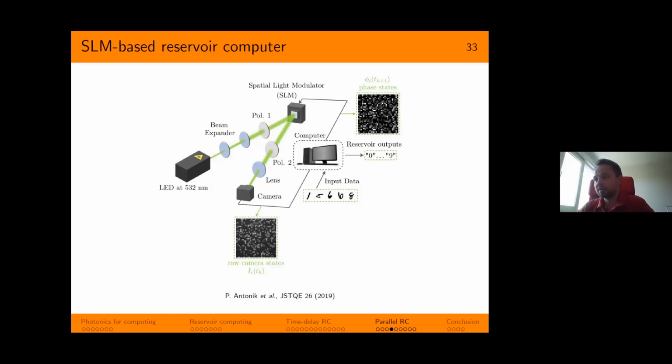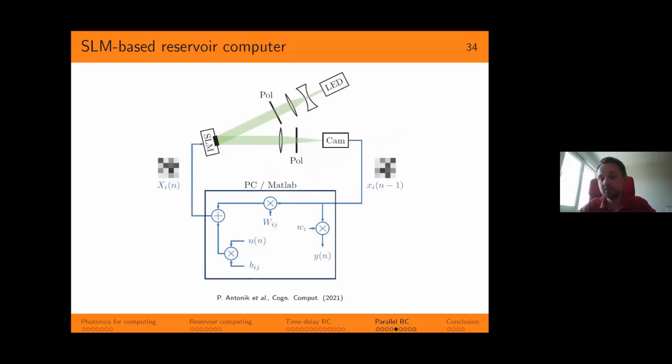So far we have neglected the electronic arm here on the right, composed of the computer. So let's move on to the next slide and look inside the computer to see what's going on there. This is the scheme of the same experiment, but now the optics is presented a little bit differently. And what is important is that we see what happens inside the computer.